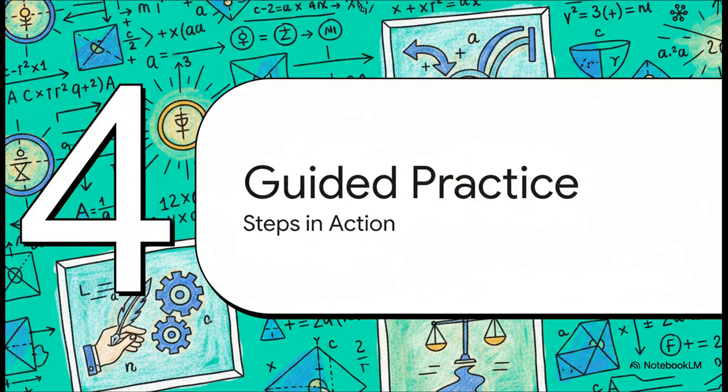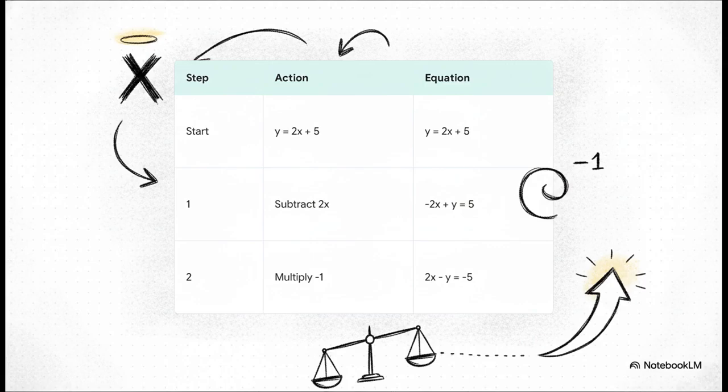Section 4. Guided practice examples. Seeing the steps in action. Let's actually put this to the test with our first example. We are starting with y equals 2x plus 5. Step 1. We subtract 2x from both sides to shove that x term to the left. Now we're looking at -2x plus y equals 5. But wait, our a value is -2. And remember rule number 2? A has to be positive. So, step 2, we defeat that negative sign by multiplying the entire equation by -1. That leaves us with a perfectly balanced 2x minus y equals -5. See how smoothly that works?